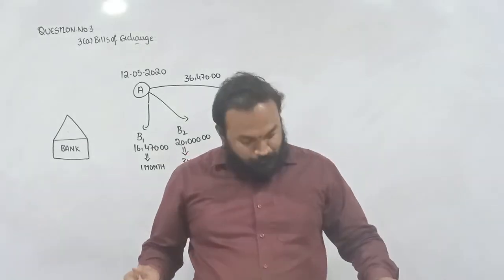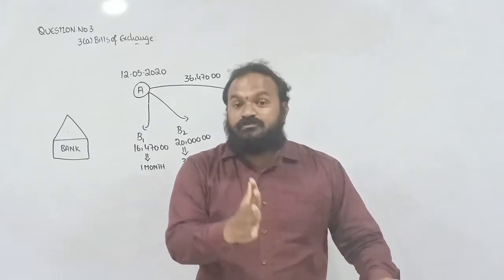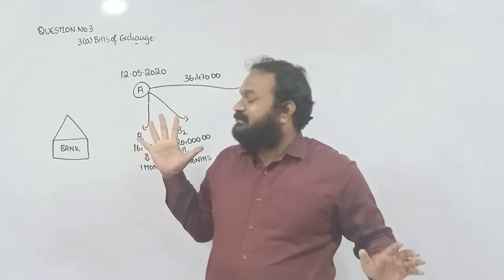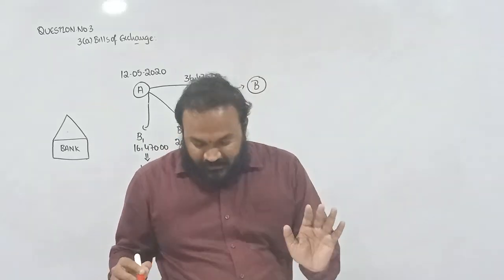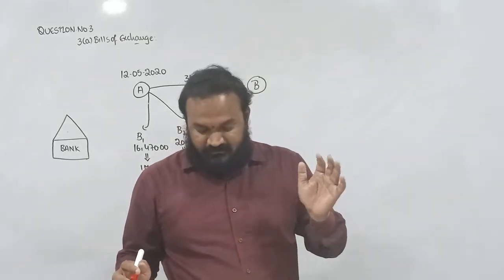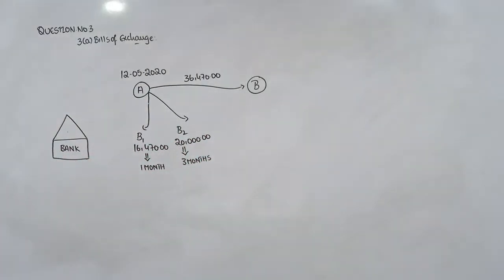So you are required to pass journal entries of all the above transactions in the books of A only. Shall we go for date wise and bill wise? Shall we, boys and girls? Listen carefully how to record journal entries for this question.